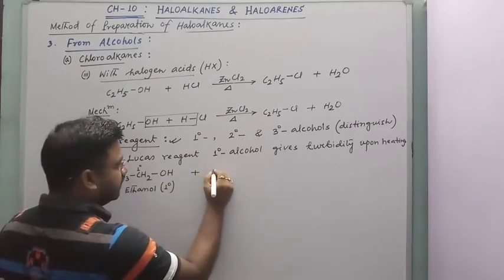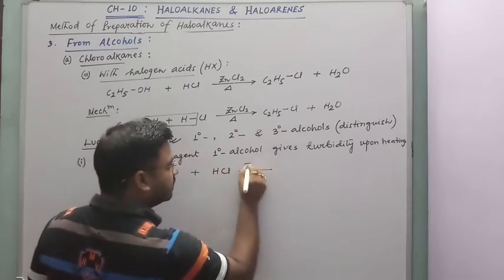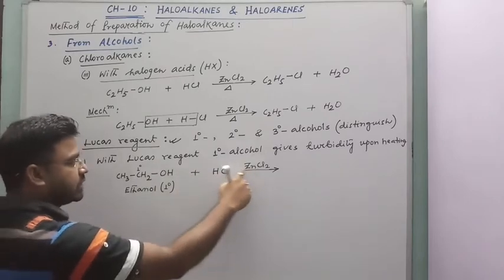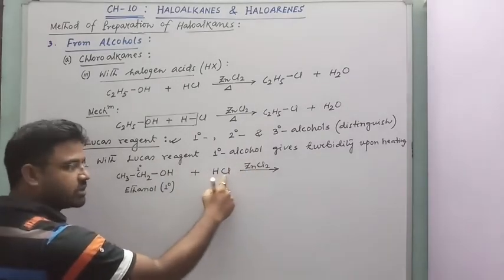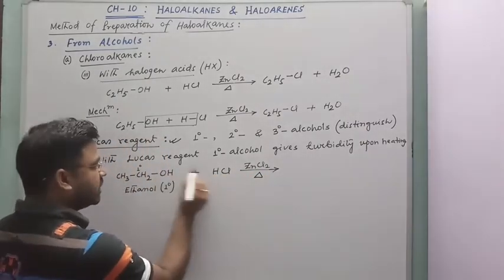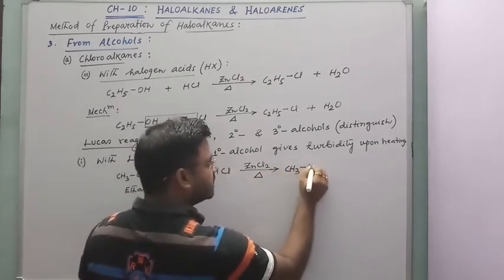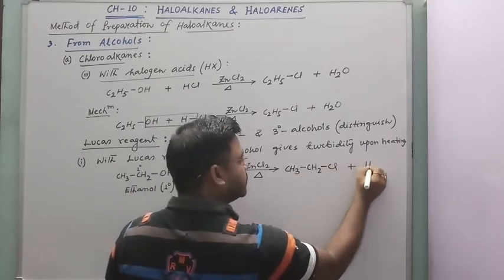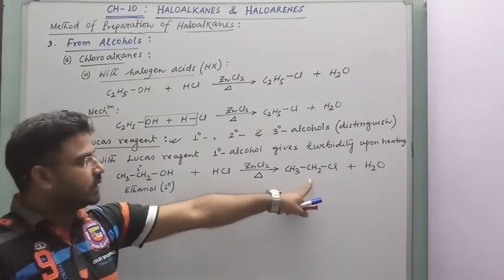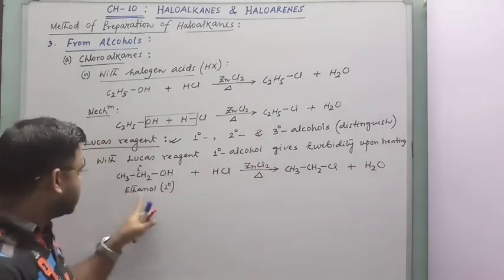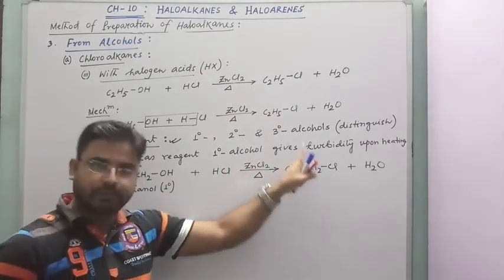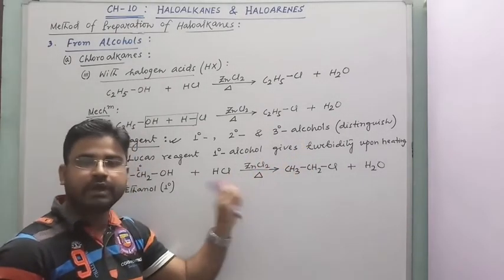So primary alcohol with HCl, ZnCl2. The primary alcohol reacts with a mixture of zinc chloride and concentrated HCl. Upon heating, H2O separates and you will get CH3CH2Cl plus H2O. So ethyl chloride, its precipitate will appear. Okay, so a haloalkane is formed. So this is primary alcohol. Primary alcohol with Lucas reagent gives turbidity or precipitate upon heating.